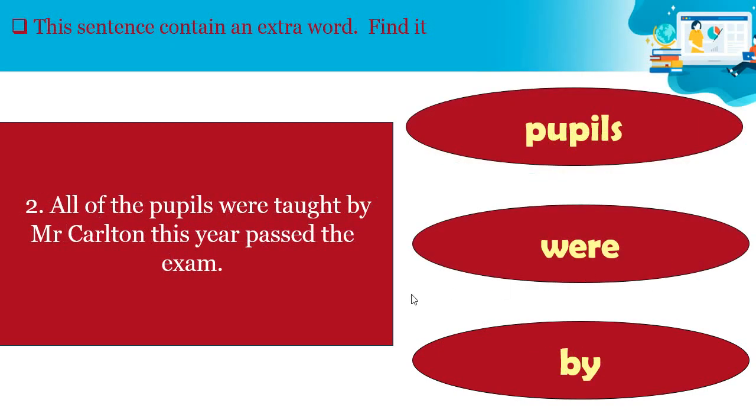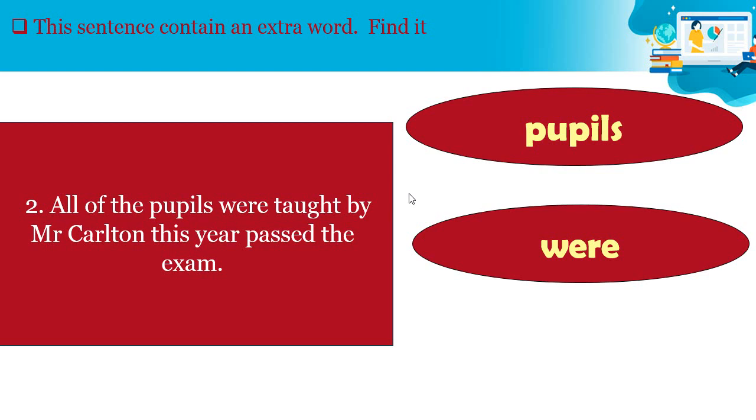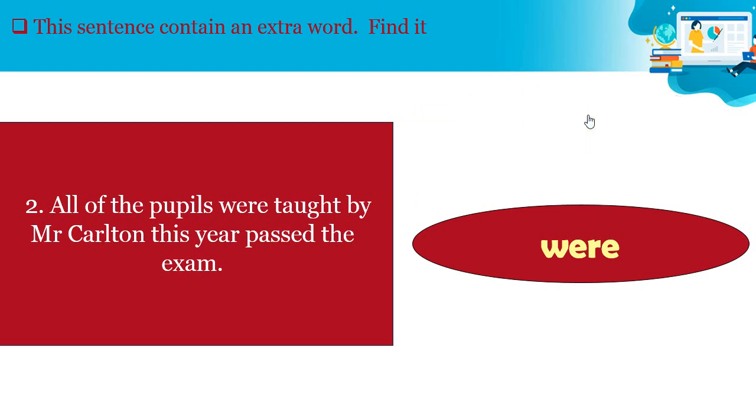Now let's look at the next example. All of the pupils were taught by Mr. Carlton this year passed the exam. And which of them do you think is the extra word? Pupils, where, by. No, not by. And not pupils. And the right answer is where. Where is an extra word.